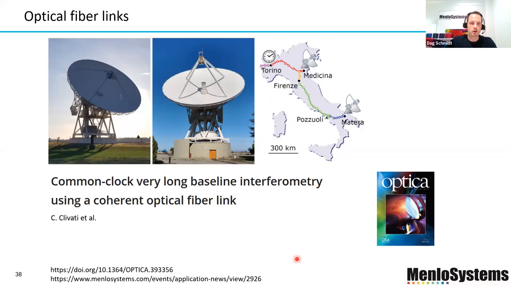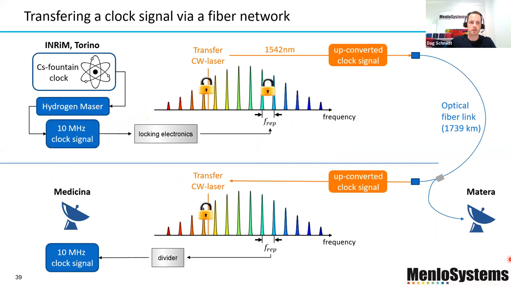So they asked the National Metrology Institute in Torino if they could provide their optical clock system via fiber link, and they did. How does this work, and why do you need frequency combs for that? Well, here's a scheme. The National Metrology Institute in Torino has the cesium fountain clock. A hydrogen maser is disciplined by this clock signal.